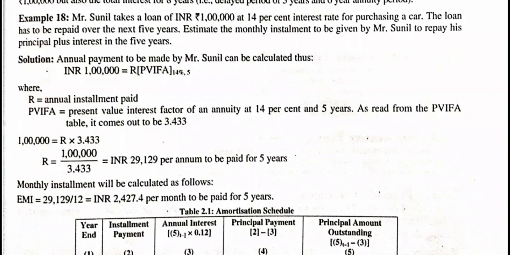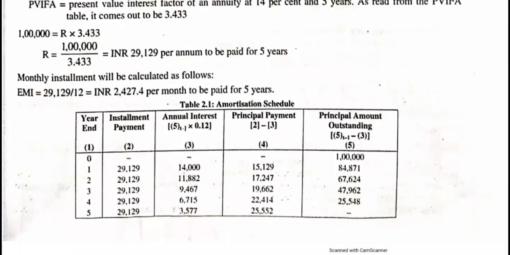Now we need to prepare the loan amortization schedule. Per year, we need to prepare a schedule. Let us start with year 0, because here you are not paying any principal. To prepare the loan amortization schedule, we need these 5 columns: year end, installment paid, annual interest, principal payment, and principal amount outstanding. So in year 0, the principal amount outstanding is 1 lakh, the initial amount at the beginning of the first year.